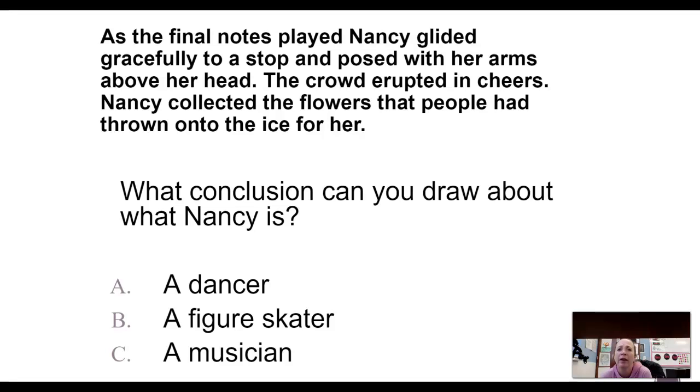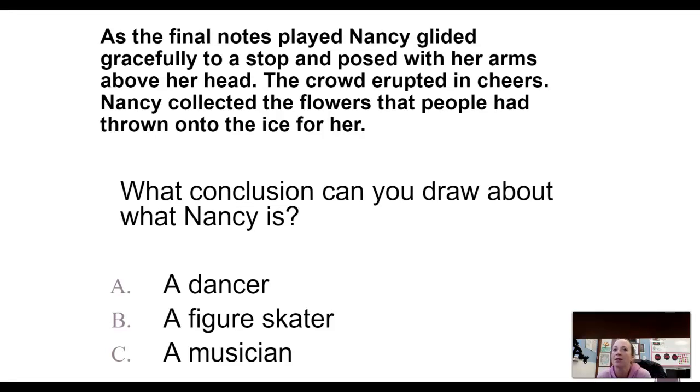So if I look at here, she glided gracefully to a stop and posed with her arms above her head. Well, that's not going to be a musician. You're not going to be graceful when you're a musician. You're not going to pose your arms above your head. You're not going to do those things. So that leaves A or B. So please write down what you think the answer is. Do you think she is a dancer? Or do you think she is a figure skater?